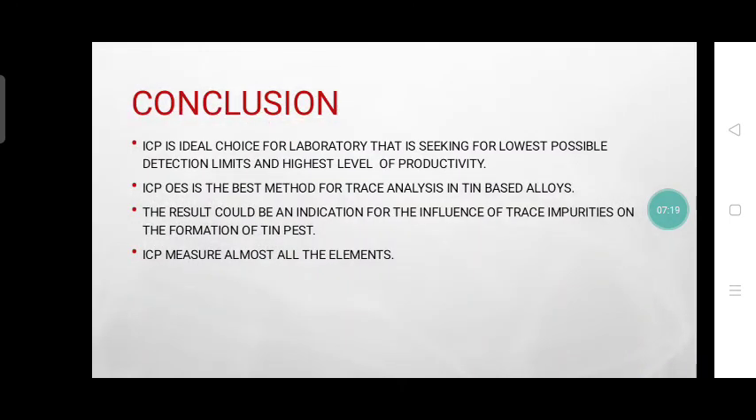The conclusion part of ICP: ICP is an ideal choice for laboratories seeking the lowest possible detection limits and highest level of productivity. ICP OES is the best method for trace analysis in tin-based alloys. The result could be an indication of the influence of trace impurities on the formation of tin paste. ICP measures almost all the elements. Hence, ICP OES is very much important.